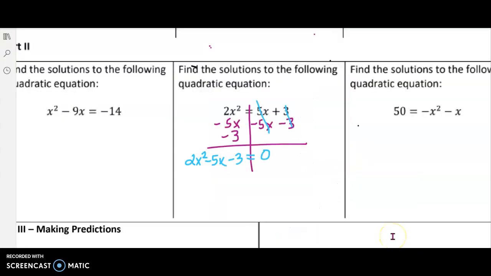So I'm going to write those down. X equals -1/2 and x equals 3. Those were my two solutions. Okay. So those are our x-intercepts, but remember another word for them is solutions.